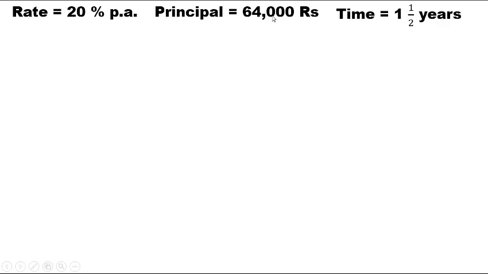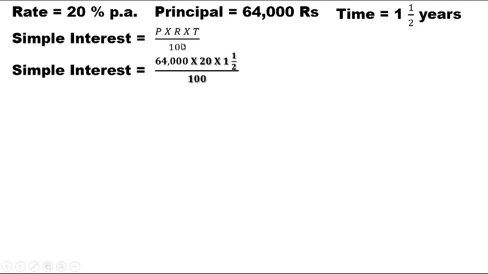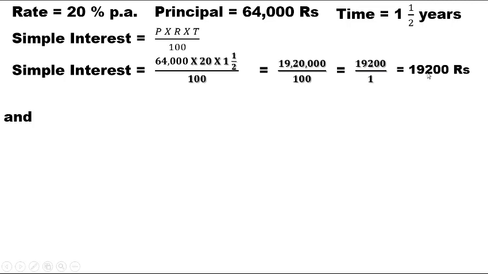Rate is equal to 20% per annum. Principal is equal to 64,000 and time is equal to 1.5 years. Simple interest is equal to P into R into T divided by 100, which is 64,000 into 20 into 1.5 divided by 100, equal to 19,20,000 divided by 100, equal to 19,200 divided by 1, equal to 19,200 rupees.